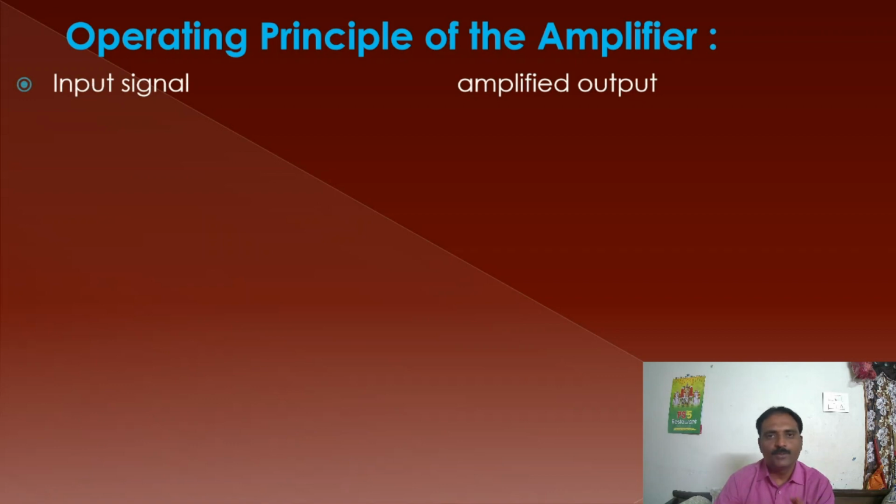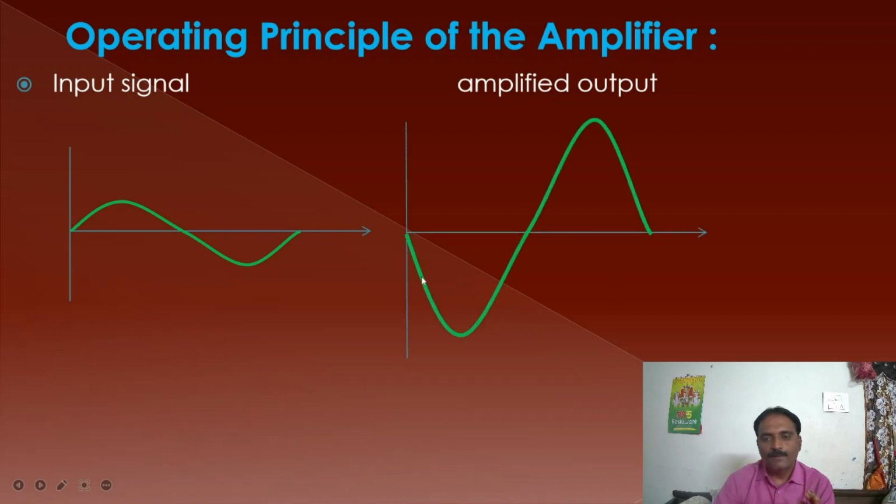So let me show you the waveforms. Here we are going to have the input signal as a very small one, and once it is given as the input, we are going to have the inverted output. If you observe this amplified output waveform, it is going to be 180 degrees out of phase with respect to the input. The reason I already explained to you: the collector current IC is going to flow such that it will be 180 degrees out of phase with respect to the input signal.